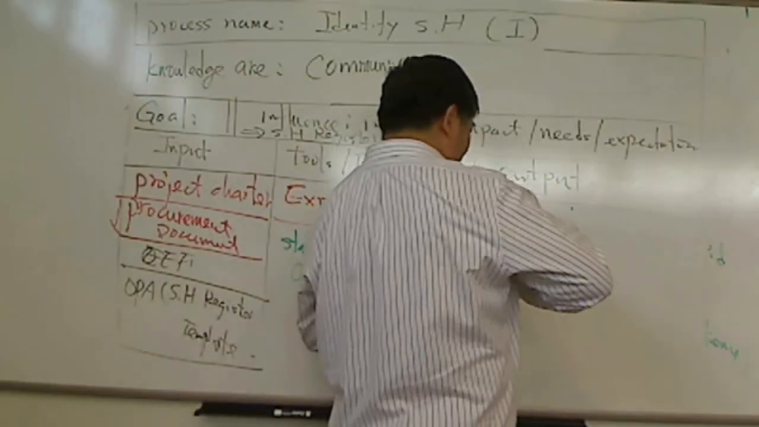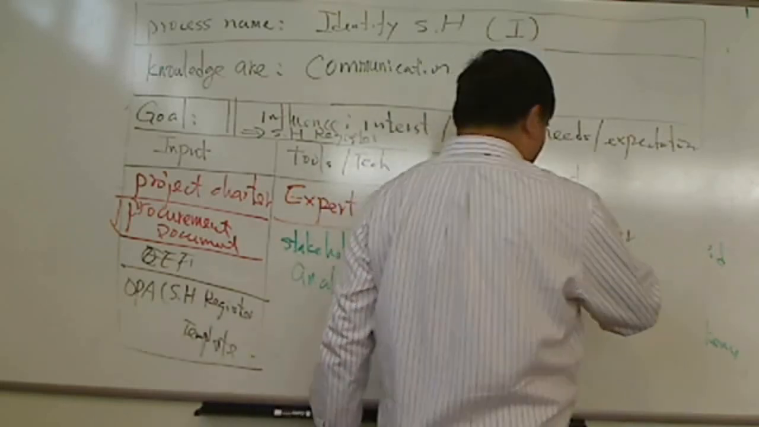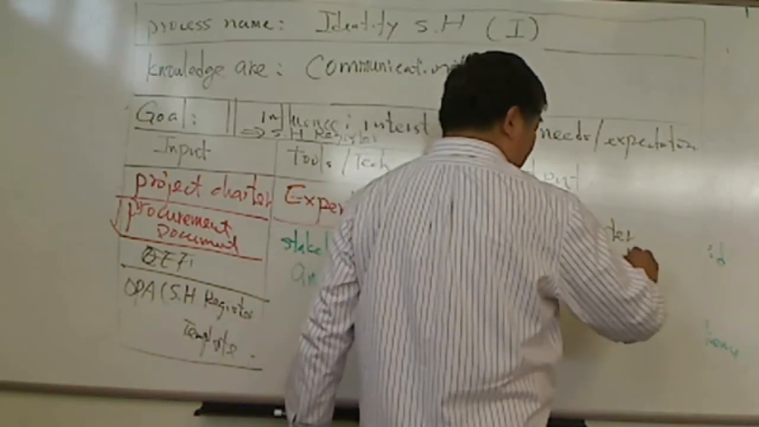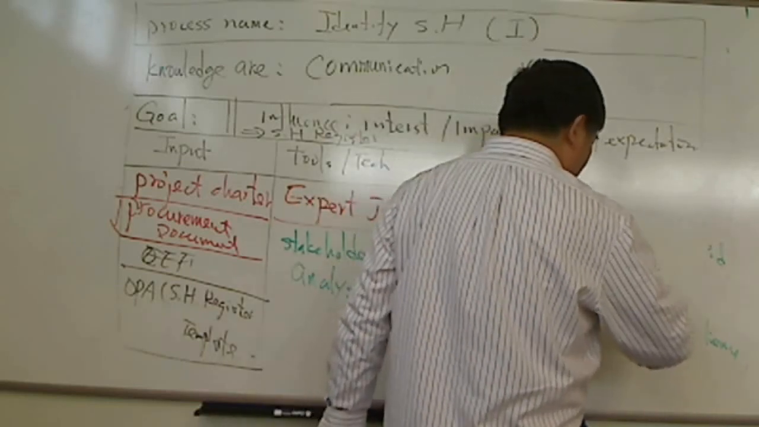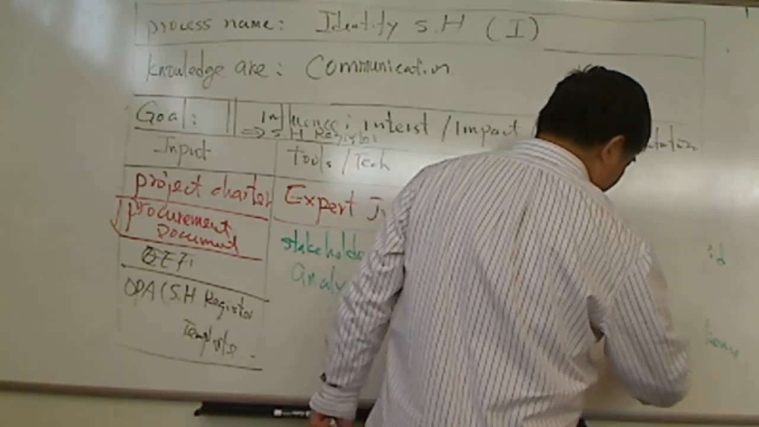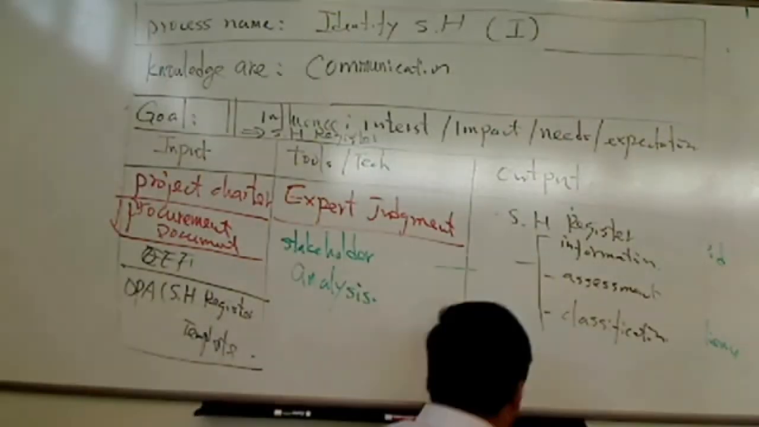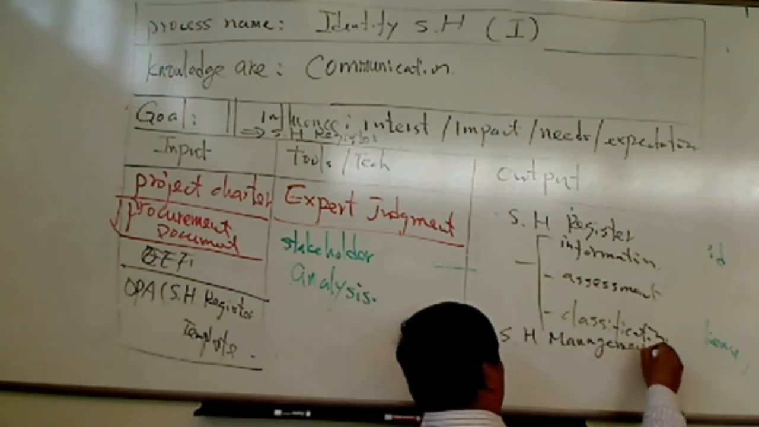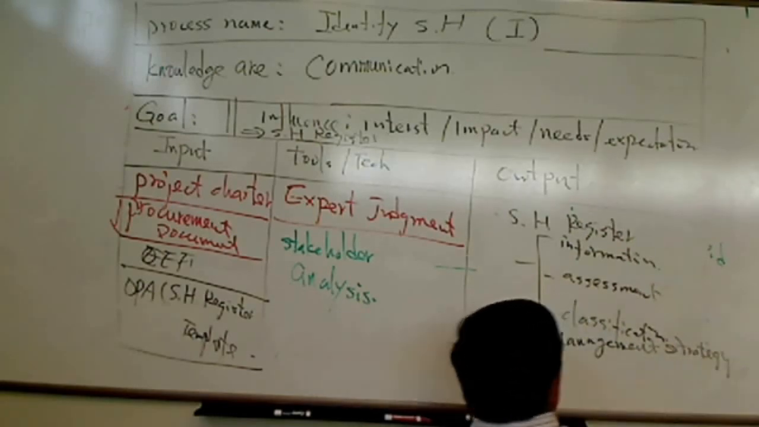What's the output? Stakeholder register. It should contain three things, right? Stakeholder information, assessment information, and the classification. The last one is stakeholder management strategies. This is the output, right?